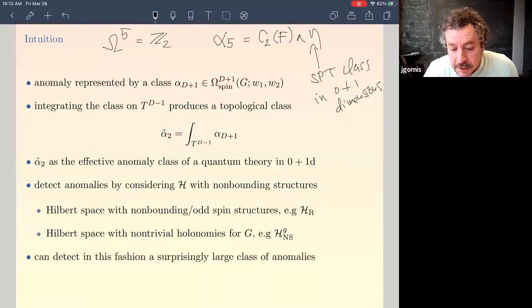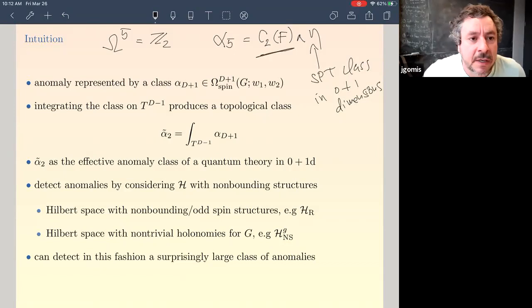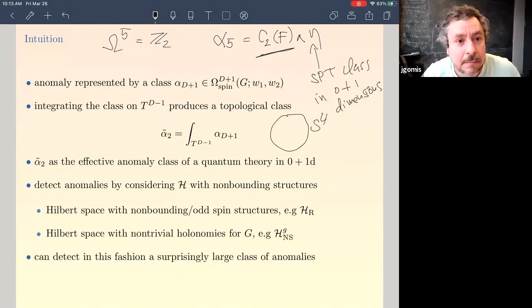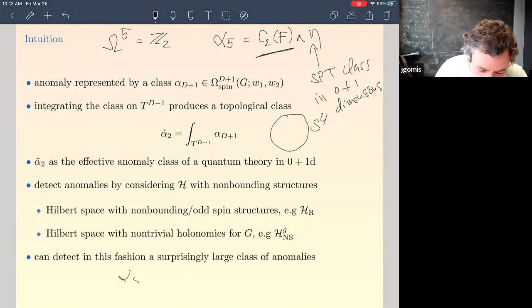Now, of course, since this involves the instanton number, the obvious thing to do to detect it is actually extremely simple. And by the way, this picture also tells you where the Witten anomaly arises from in this layer construction. It arises precisely from this psi layer. So the way you can try to detect this anomaly is that you study the theory on an S4, and you turn on a background with instanton number 1, so that when I integrate alpha 5 over this background, I just get eta, which is an SPT class in 0+1.